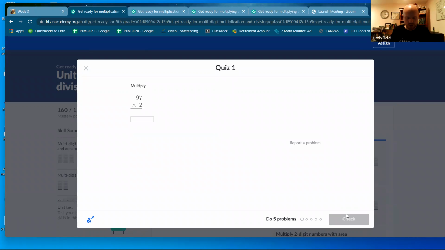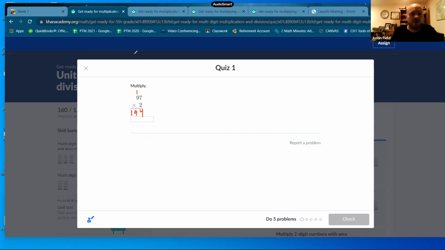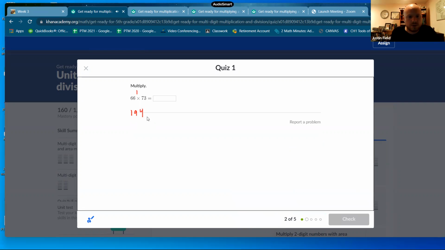A lot of the stuff we already know, right? So let's look at this, 97 times 2. We're just going to multiply the 2 times 7, which is 14. Carry the 1. 2 times 9 is 18, plus 1 is 19. Hopefully everybody thought that is something I already know. It's supposed to be something you already know.